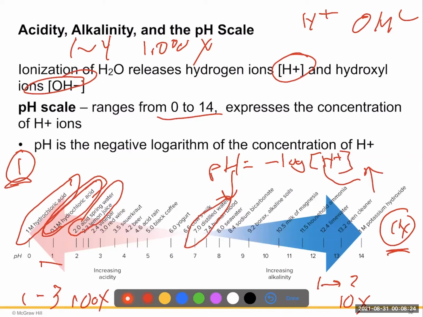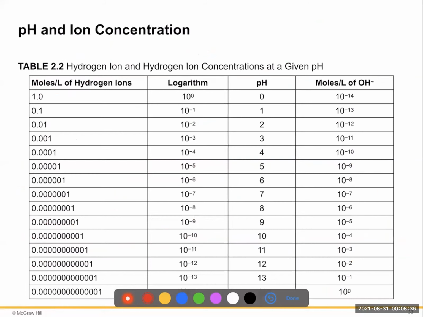So that's how the pH scale works. It's increments of 10. The lower the pH, the stronger the acid. The higher the pH, the weaker the acid and the stronger the base. So there's your logarithmic scale, 1 to 14. Every increase is by a factor of 10: 10 to the 0, 10 to the 1, 10 to the 2, and so on. Everything increases or decreases by a factor of 10.